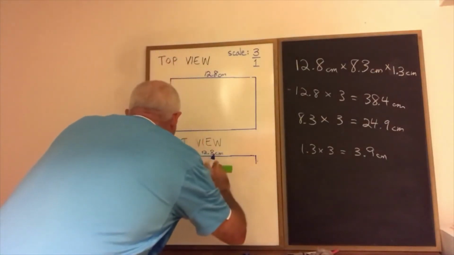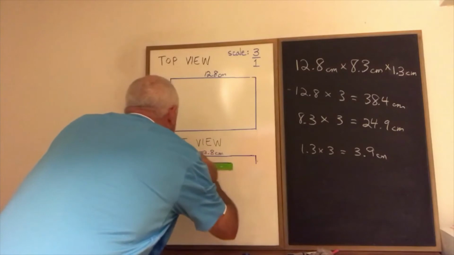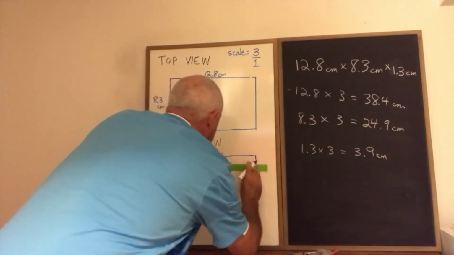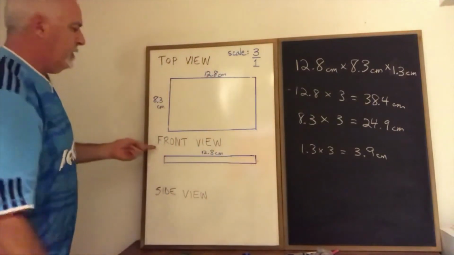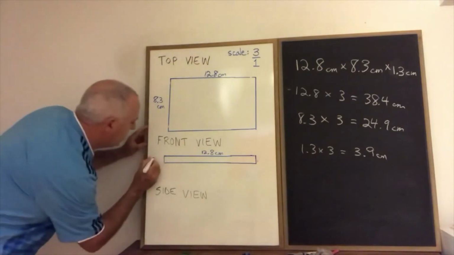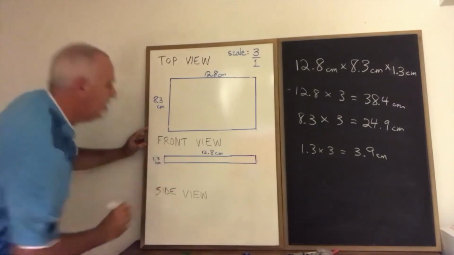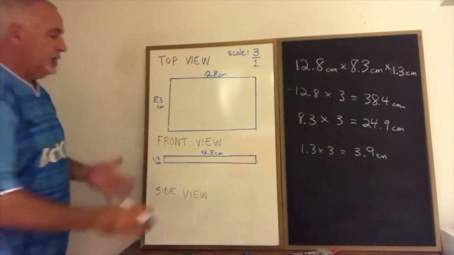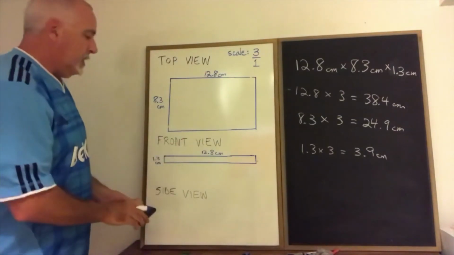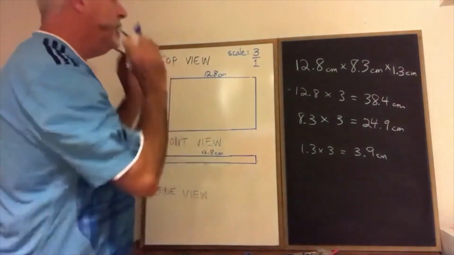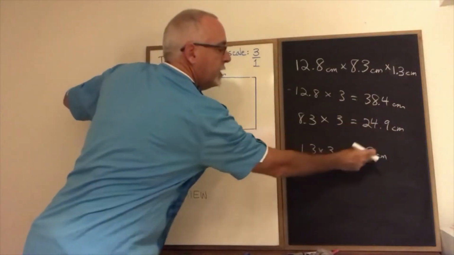Let's finish the drawing. And we have our front view. I have to label this side. It's really 1.3 centimeters. I have enough information for the person who's looking at the drawing to understand what this would look like. And now I'm going to do the side view, and the side view is going to be the 8.3 by 1.3, so I need to draw 24.9 by 3.9.